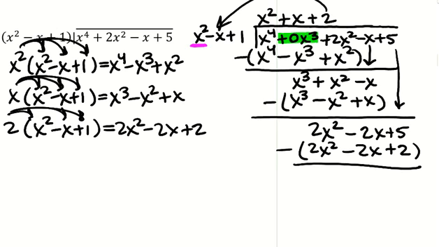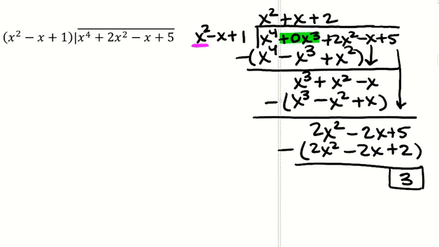Okay, so I'm subtracting this, and 2x squared minus 2x squared is nothing. Negative 2x minus negative 2x is, well, something minus itself is always 0, and 5 minus 2 is 3. All right, and x squared minus x plus 1 certainly doesn't go into 3, so that's going to be the remainder.